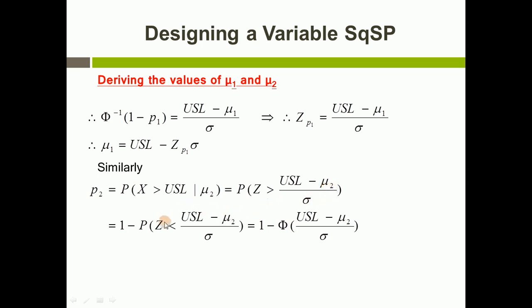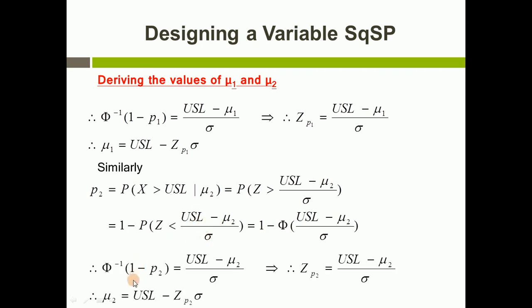Then I shall work on the complement, 1 minus the probability of Z less than USL minus mu2 over sigma, and then I shall write this as 1 minus phi of USL minus mu2 over sigma. In this case, I get phi inverse of 1 minus P2, which will similarly be Z_P2, and then we reach mu2 is equal to the upper specification limit minus Z_P2 sigma. By that, we have derived mu1 and mu2.